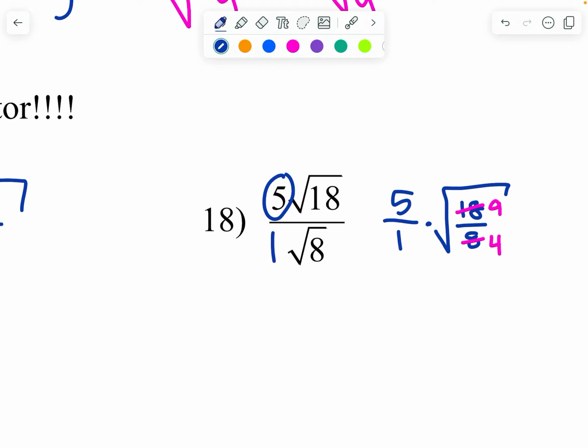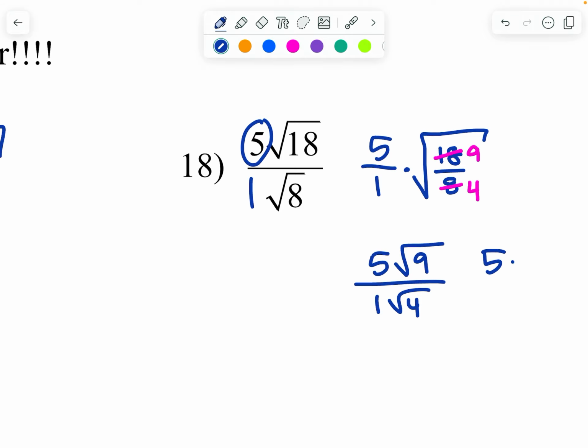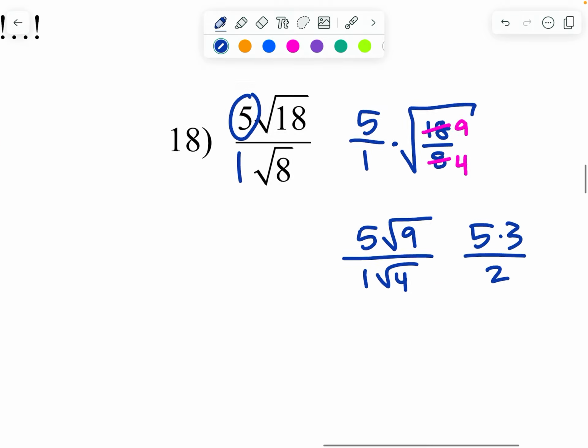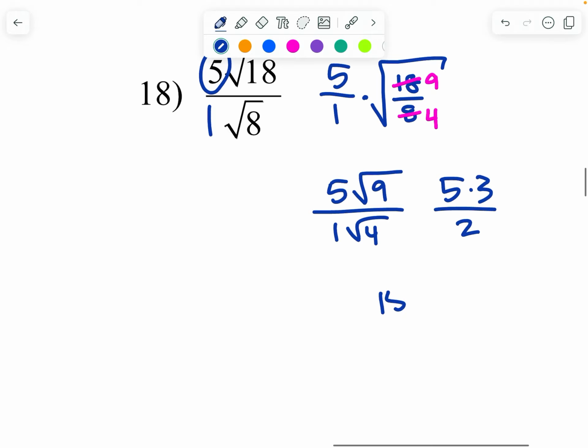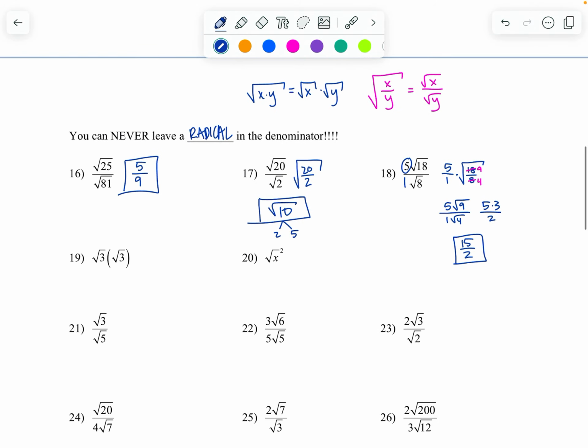Well, notice again that your square roots are perfect squares. I'm going to now split it back up. I have 5 root 9. I have 1 root 4. I know the square root of 9. I know the square root of 4. I get 15 over 2. So I am trying to avoid doing what we call rationalizing, that I'll show you in a minute, by trying to do other tricks first, because then often those are easier.